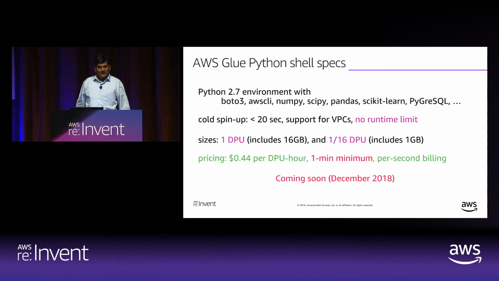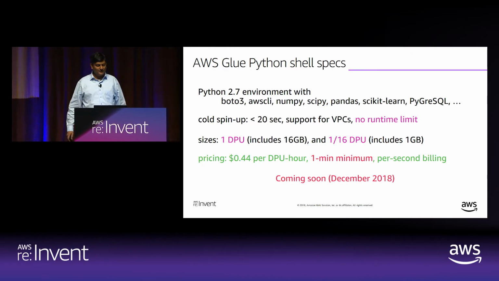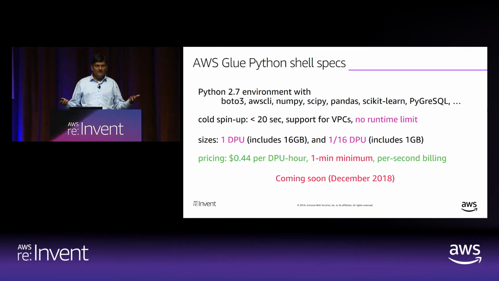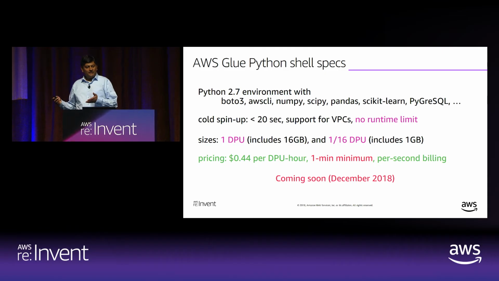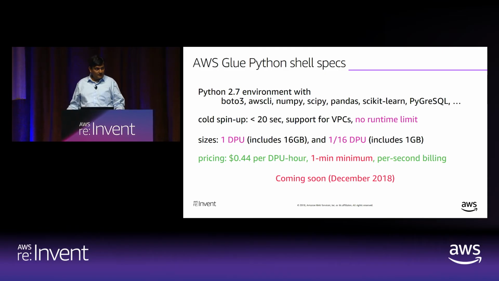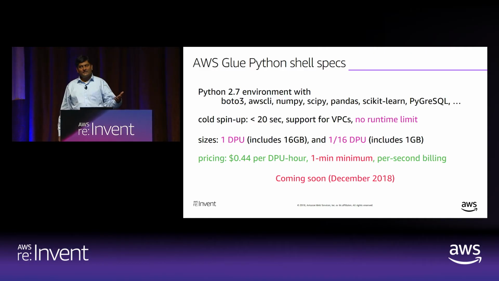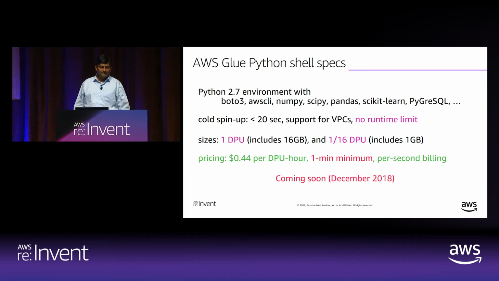Let me tell you a little bit about the specs for Python shell. Python shell comes with basically a standard Python 2.7 environment. I know you're going to ask me, when is Python 3 coming? It's coming soon. Okay. But we'll be releasing Python 2.7 first. It comes with a bunch of goodies. Boto 3 is there so that you can hit a bunch of AWS APIs. You can use the AWS CLI. It comes with standard libraries like NumPy, SciPy, and Pandas for doing scientific computing, machine learning. A bunch of libraries to connect to Postgres and Redshift and MySQL and so on.